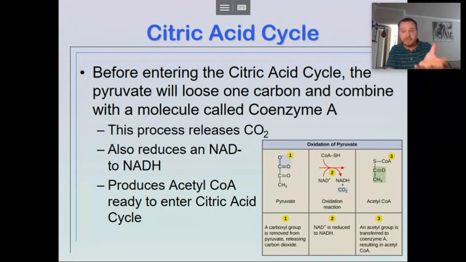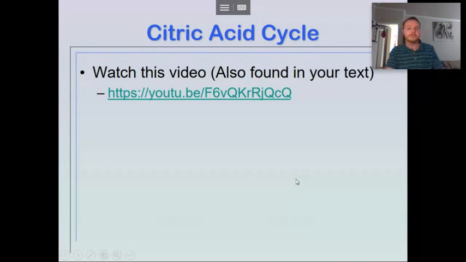As I mentioned, before entering the citric acid cycle, we've got to break those pyruvates down into acetyl coenzyme A, acetyl-CoA. Through that process, we release a carbon, and we release a little bit of energy, and then it's ready to go into the cycle.